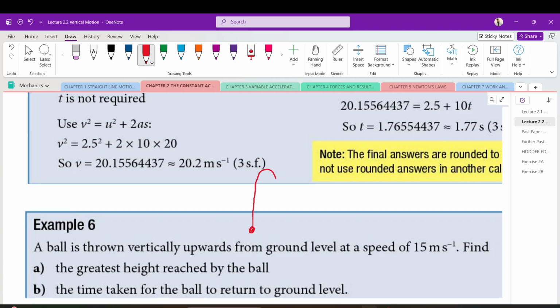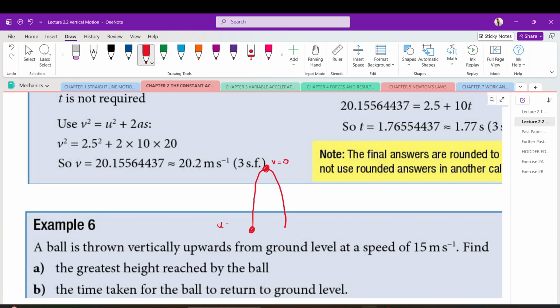Then before it comes back, there is a moment where it stops, momentarily. There's a moment where the ball comes to instantaneous rest. So what does that mean? Before it comes back down, it stops there at the greatest height. So at this particular point, v is equal to 0. At the greatest height, v equals 0.